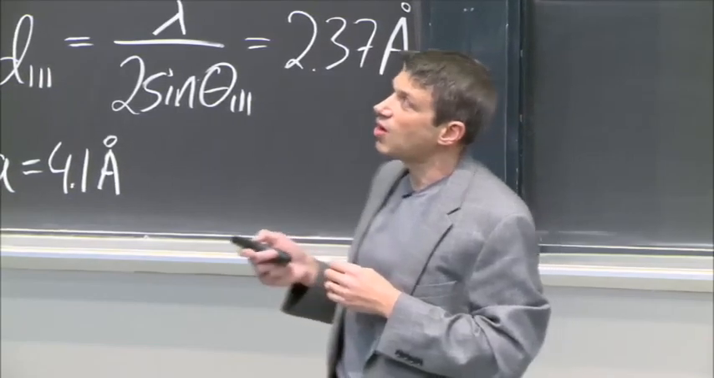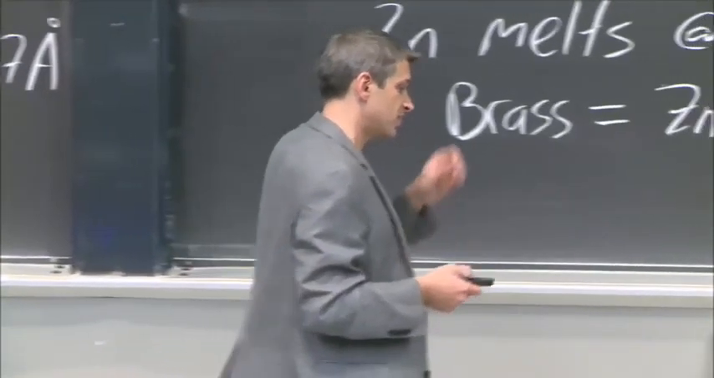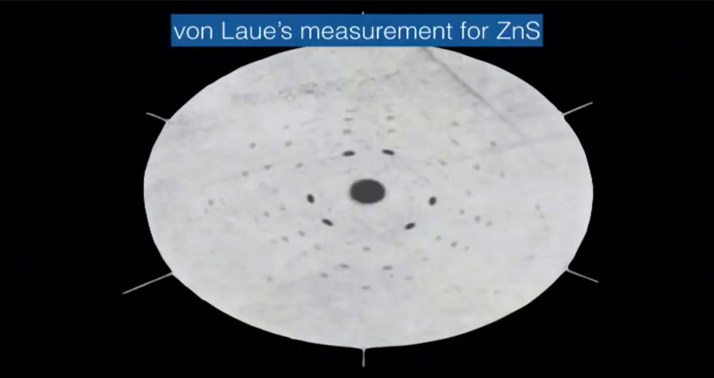And this resolved, actually, in one of Laue's very famous papers, the structure of zinc sulfide. It was very important work. And those are the spots. Look at that pattern there. See, the thing that you could get is the symmetry.